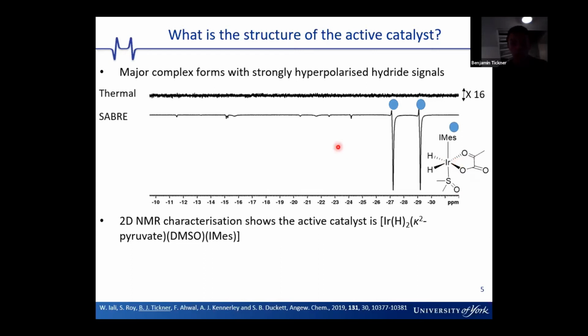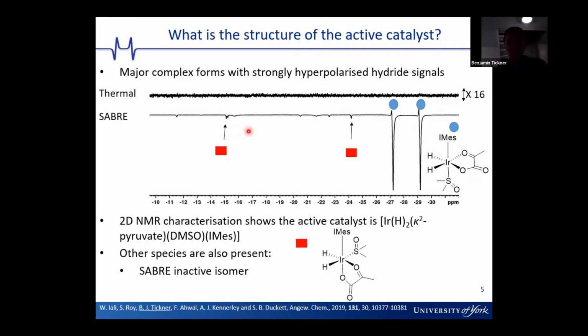But you'll actually note that there are also several other low concentration species present in these mixtures. So we can characterize what some of these are as well. One of them we can see is a less active isomer of our polarization transfer catalyst. So it's essentially the same. The only difference is now your pyruvate is coordinating in the plane perpendicular to your hydrides. Your sulfoxide is now trans to hydride, whereas here your sulfoxide is trans to your carbene.